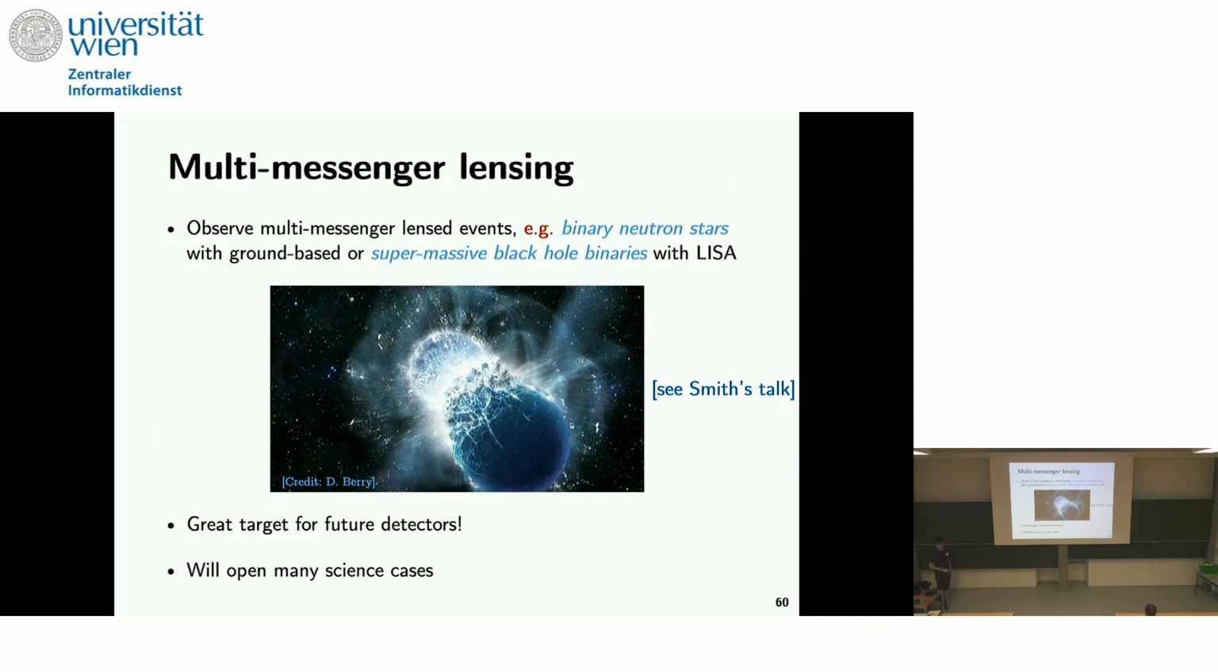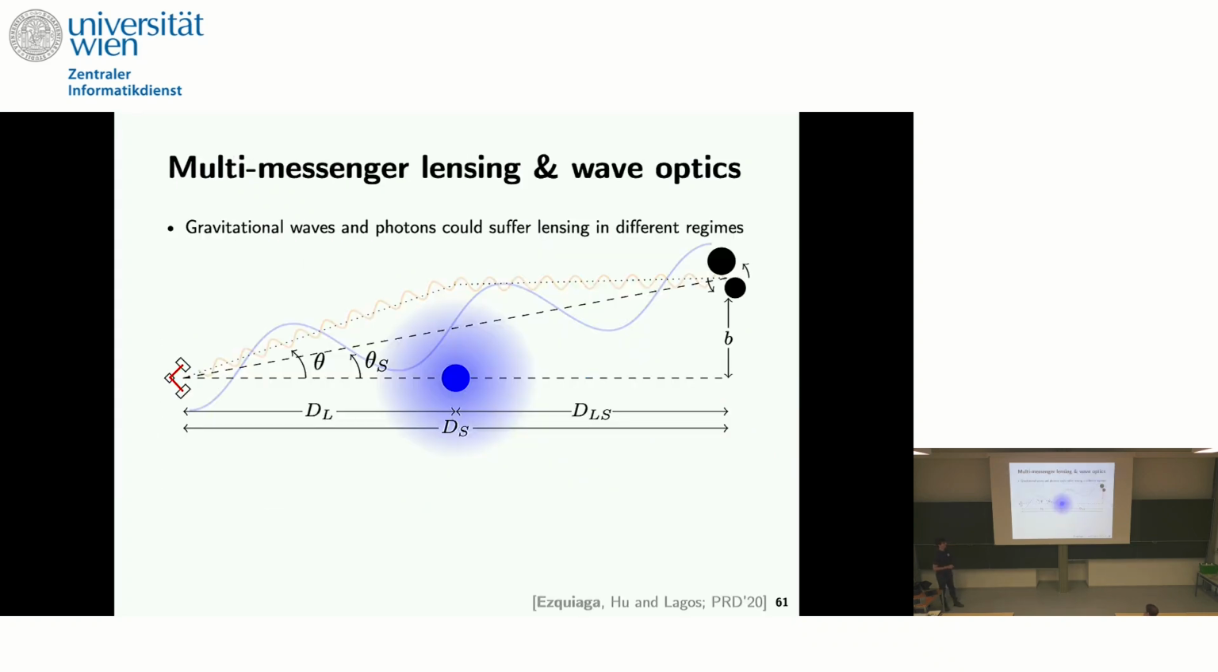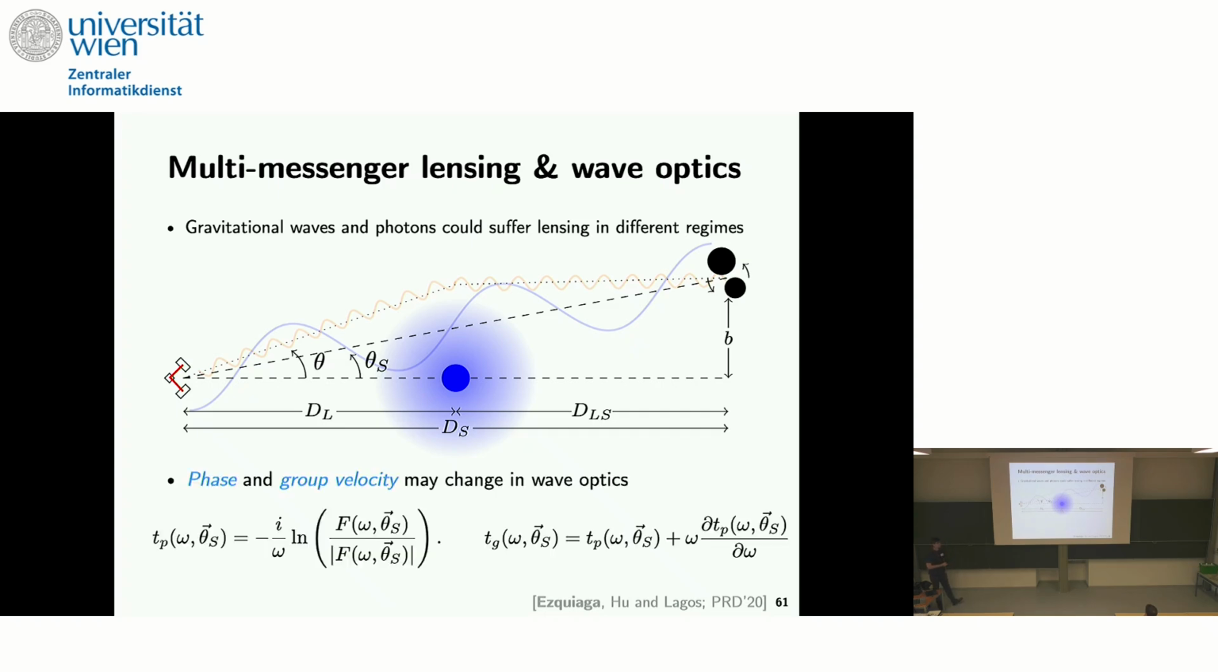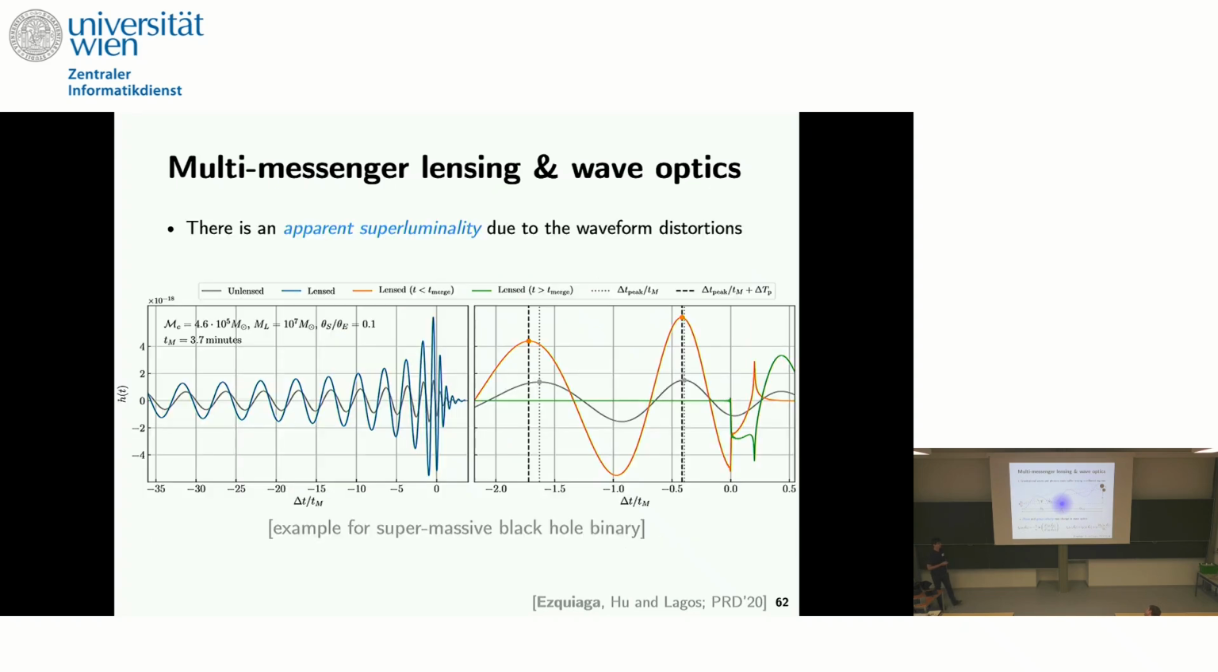Multi-messenger is another avenue which I think is exciting, and Graham will talk about it. Just to say that in wave optics, when you have multi-messenger, it could happen that your gravitational wave is actually in a wave optics regime, while your electromagnetic radiation is going to be in the geometric optics limit. And what this makes is that the phase velocity that you infer from the gravitational wave could make you think that your signal is traveling faster than the speed of light or faster than the electromagnetic radiation, and that's just because your waveform is distorted. No information is traveling faster than the speed of light. It's just that the distortions should be taken into account.